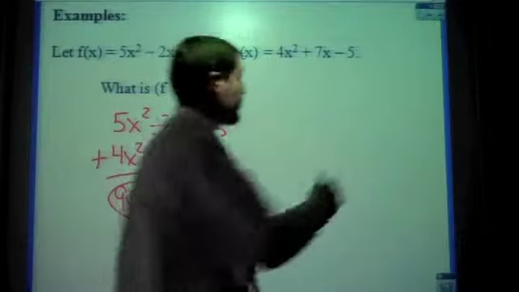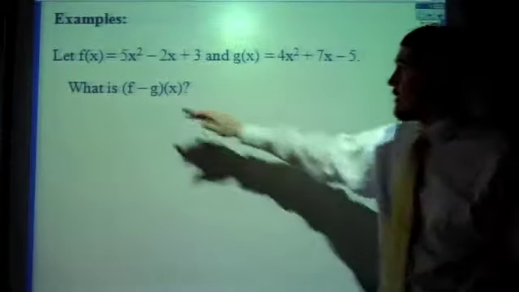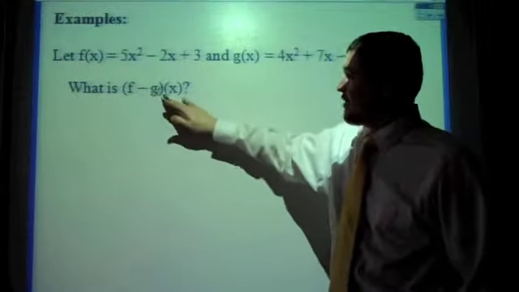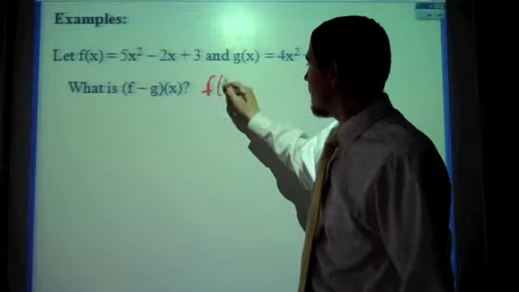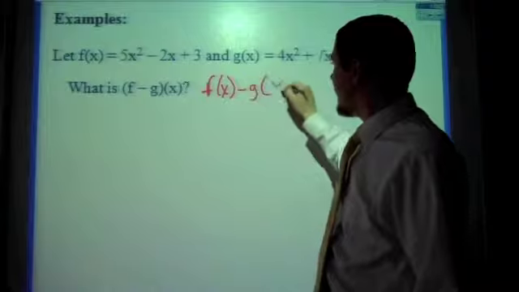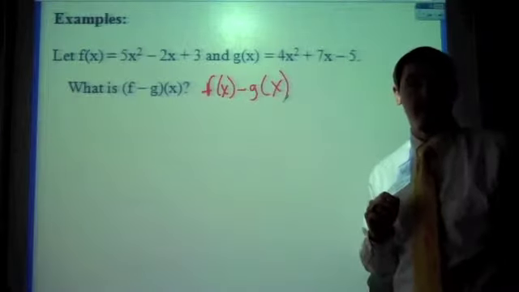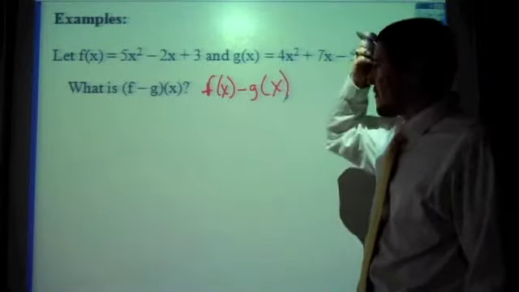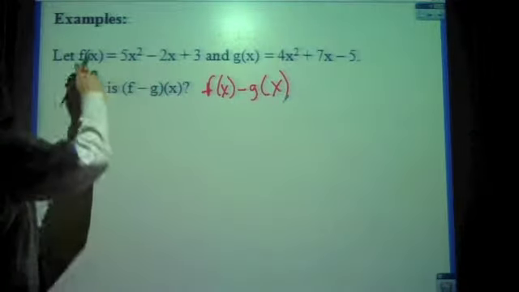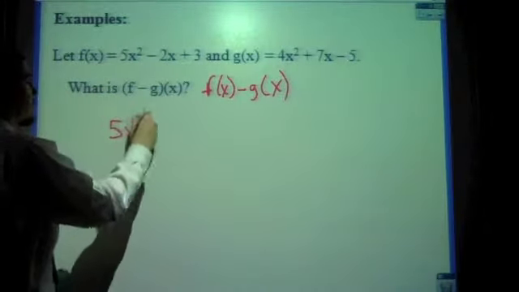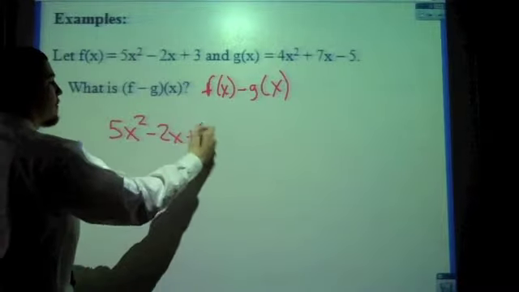Let's see what subtraction looks like. So here they have f minus g of x. Remember, they could also write that as f of x minus g of x, and that would be asking you to do the same thing. So we're going to do our steps from Friday. We're going to take our first polynomial and write it. F of x, 5x squared minus 2x plus 3.